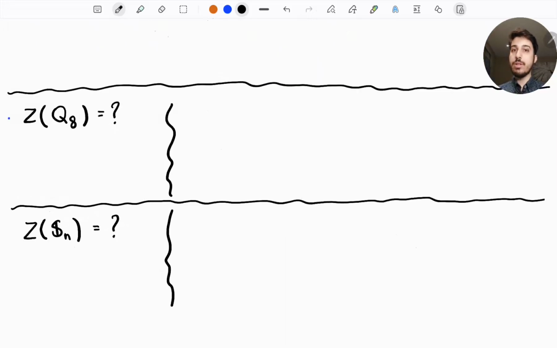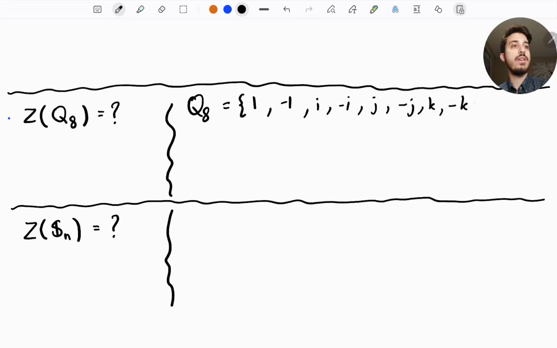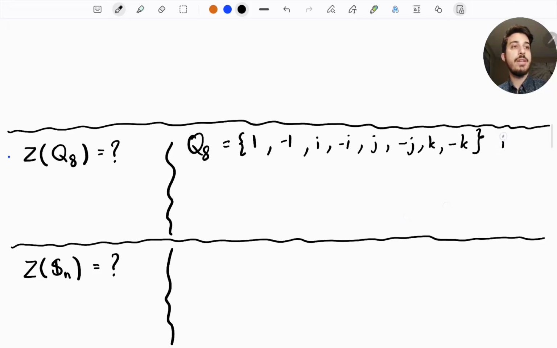Let us now look at the center of the quaternion group. To deduce what is the center of that, we would have to list again the group of the quaternions to be the identity, minus 1, i, minus i, j, minus j, and k, minus k, where, if you remember, i squared and j squared and k squared are equal to minus 1. So they're all square roots of minus 1, and k is equal to i times j, and i times j is equal to minus j times i. Okay?